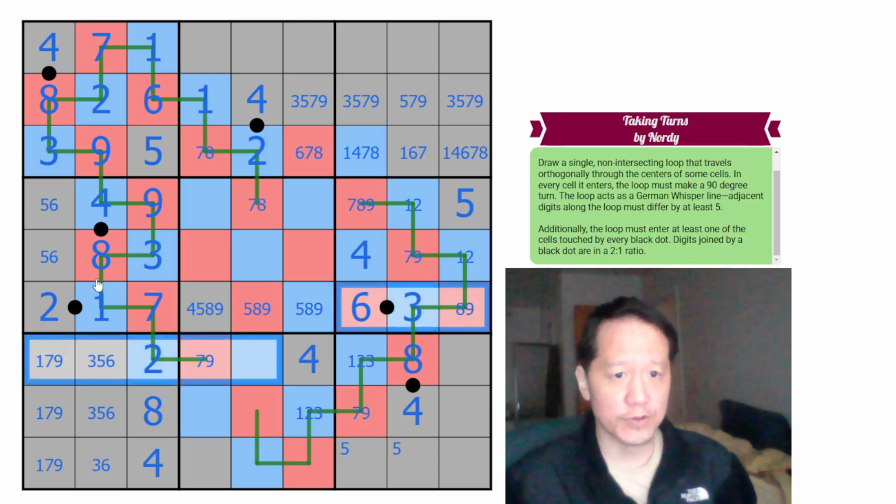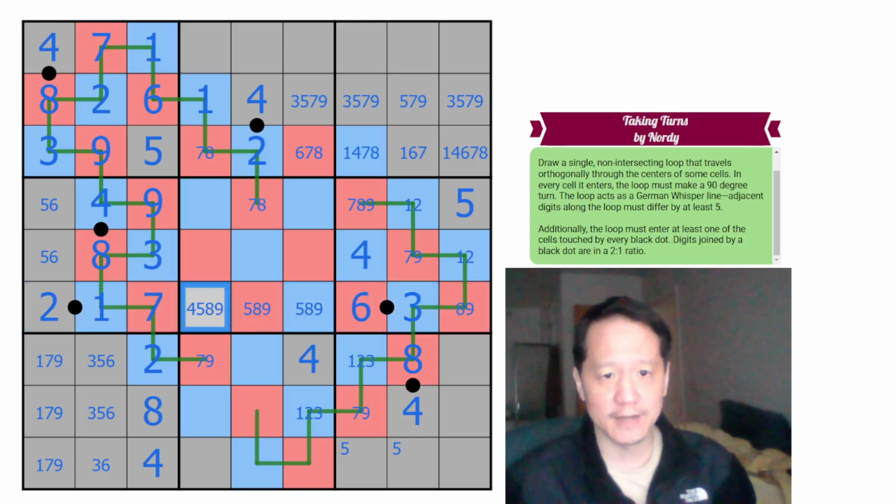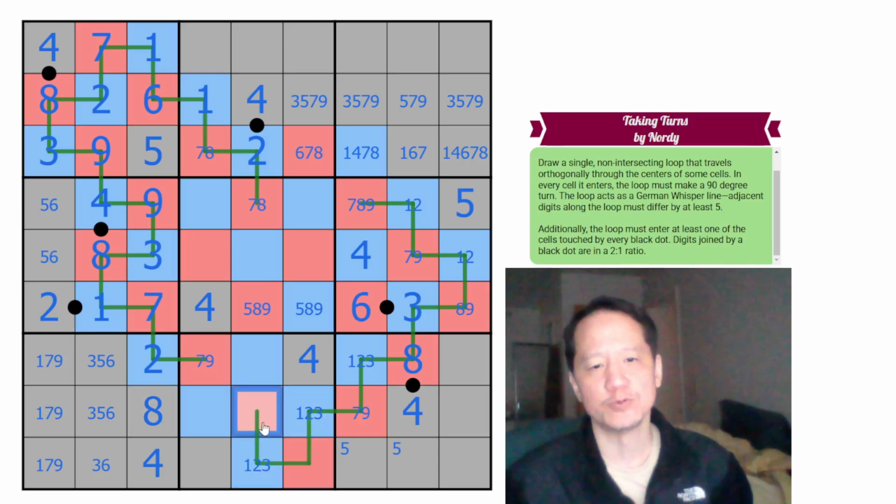Where's the 4 then in row 6? It has to be here. So this is a 4. This is 1, 2, or 3. One of these has to be a low. So the other one would be 1, 2, or 3 also. This is next to two unique numbers on a German whisper line. This is next to two unique numbers on a German whisper line.